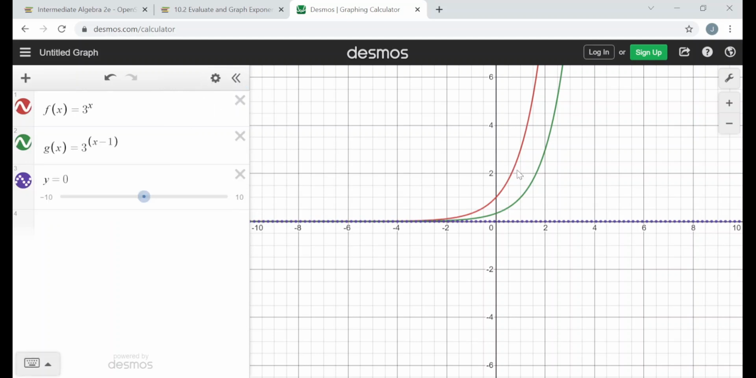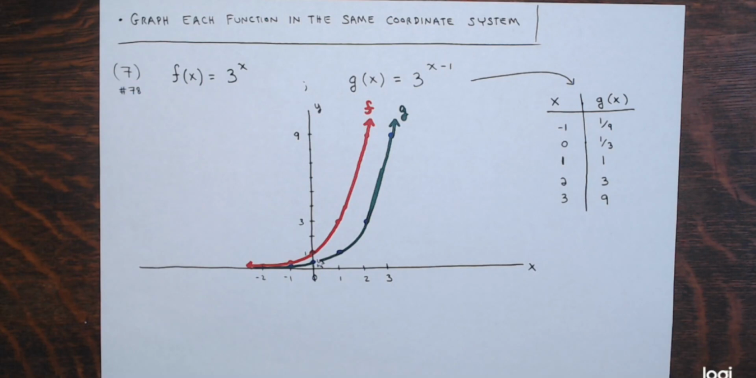But yeah, see that the next graph is just 1 unit to the right of the original. Same horizontal asymptote. They're both increasing. Both have a domain of all real numbers. Both have a range of positive numbers. Right. Great. All right. Next question.